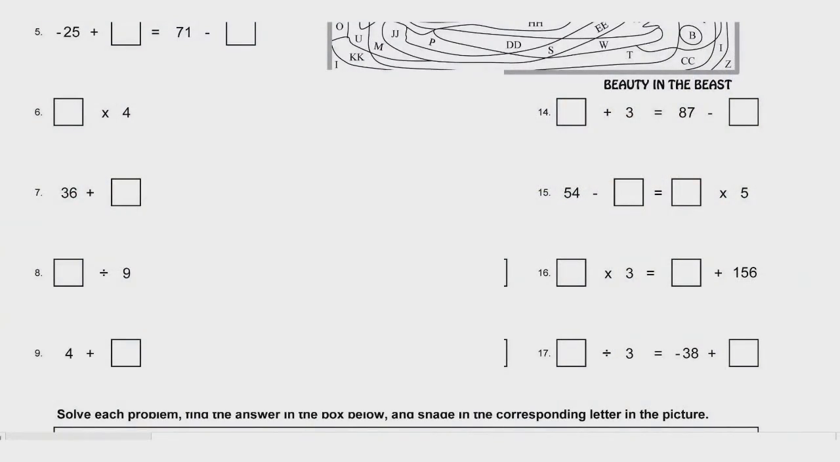Welcome back. You were supposed to do problems 14, 15, 16, and 17. Problem 14 has an empty box plus 3 equals 87 minus an empty box. And remember, we're changing our empty boxes to n. So we have n plus 3 equals 87 minus n.